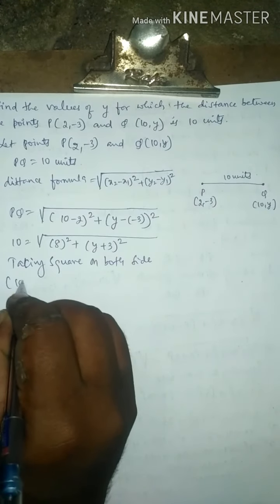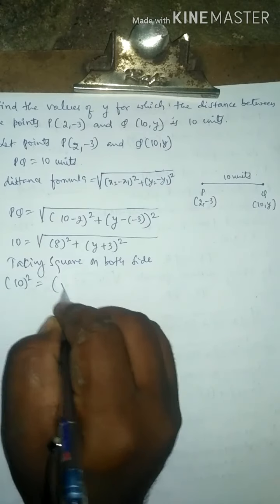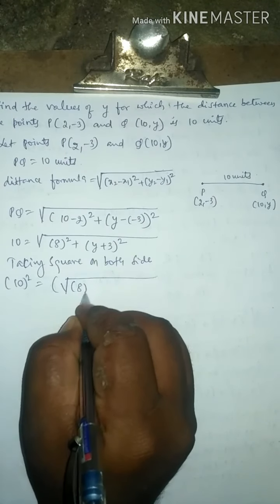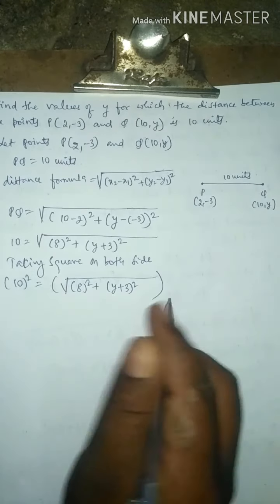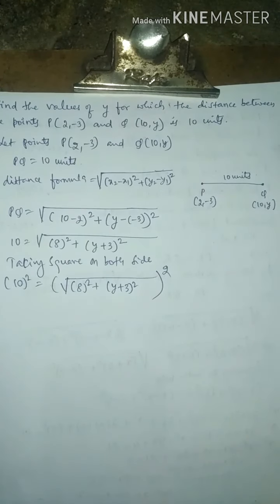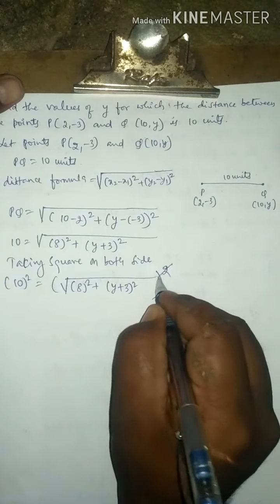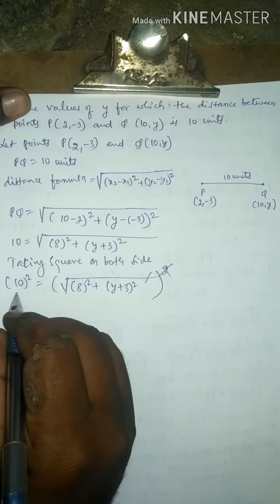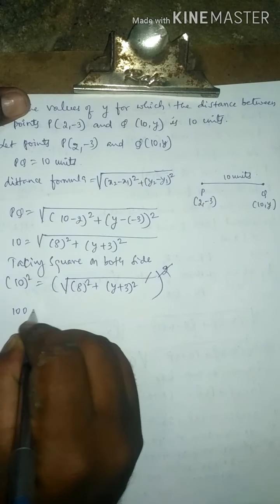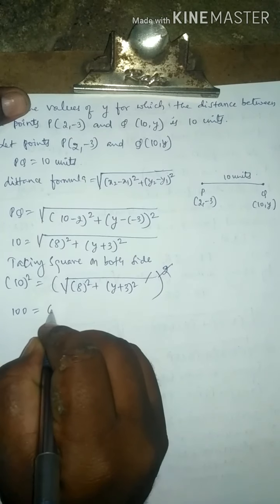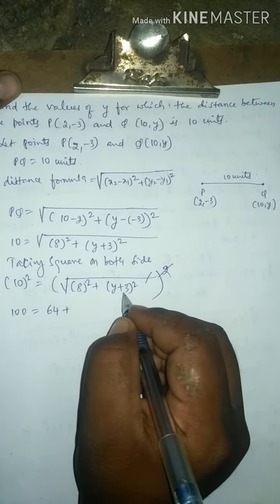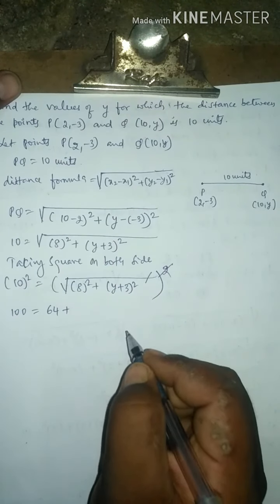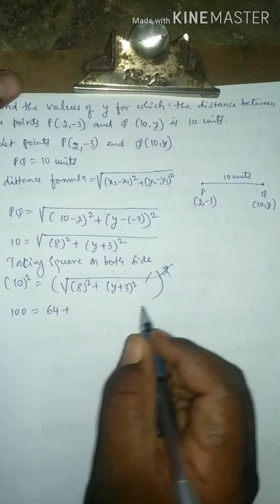So what happens? 10 square is equal to under root 8 square plus (y plus 3) whole square. If you square this, you have to write square here, then the square root gets cancelled. Here 10 square is 100, that is equal to 8 square is 64 plus (y plus 3) whole square. That one you have to simplify by using the (a plus b) whole square formula.